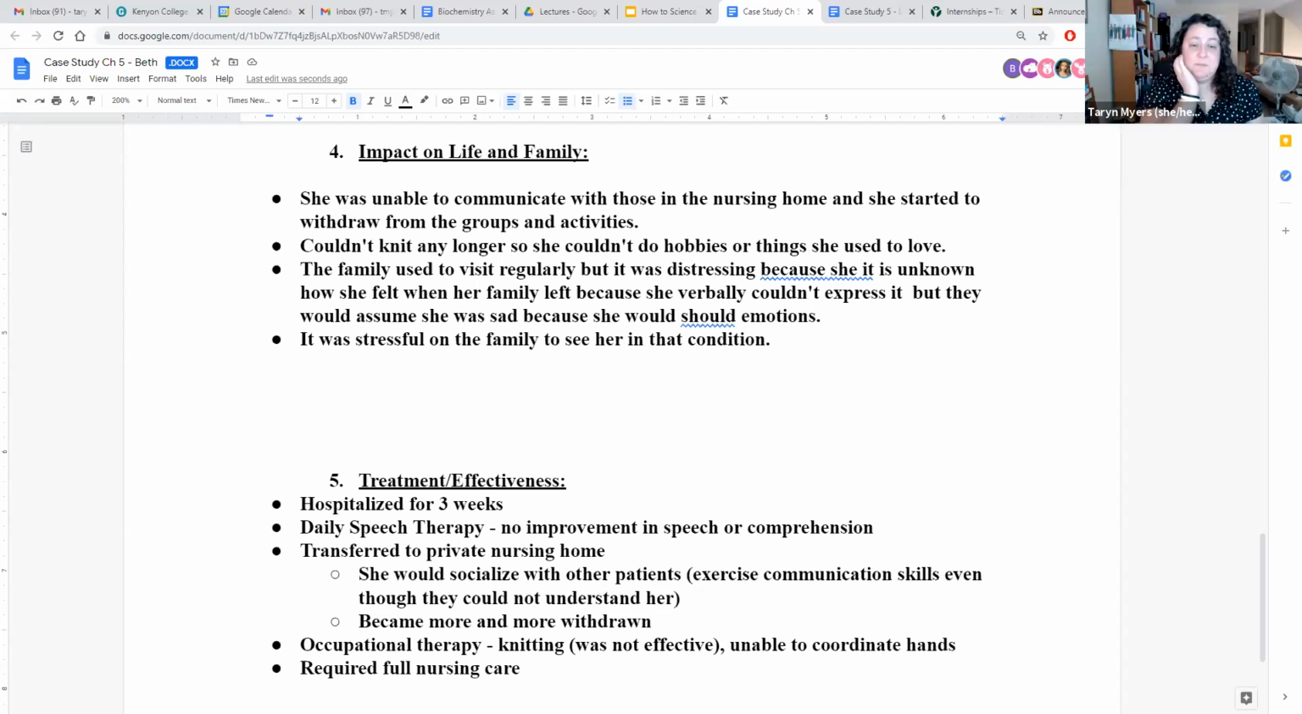Yeah, this is really similar to how families feel with people with dementia, for example, that you might go to visit them and they don't recognize you, right? And this is like her husband, her children, so that can be really, really distressing for the family members as well.